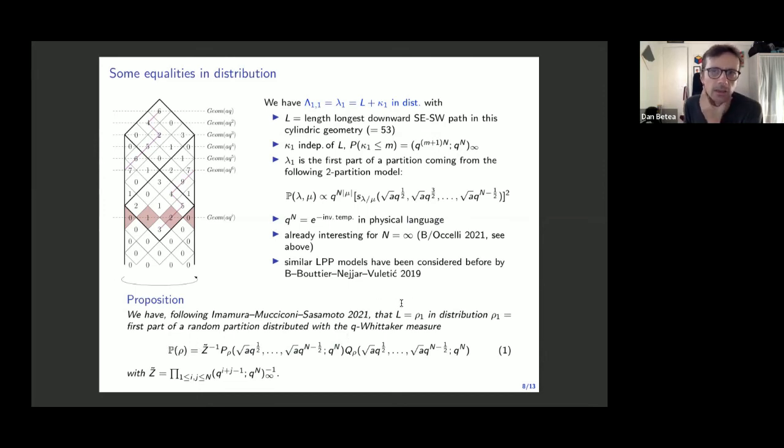And this L, which comes from a cylindric geometry, is equal to this rho 1.